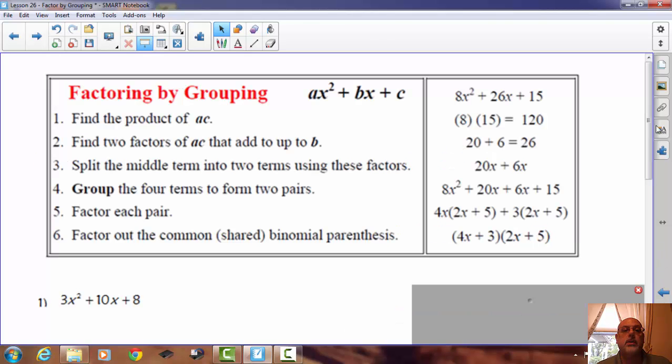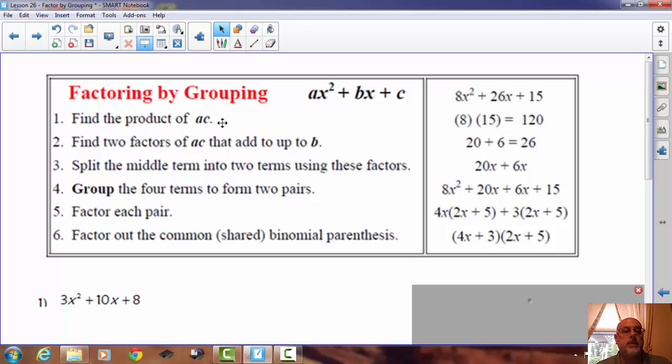Now let's look at factor by grouping when you have a 3-term, a quadratic trinomial typically, that doesn't appear to be able to be factored. So we need to identify the a, b, and c terms. The a term is 8. It's the term in front of the x squared. The b term, in this case, is 26. It's the term in front of the x. And c is the constant, the term without a variable with it.